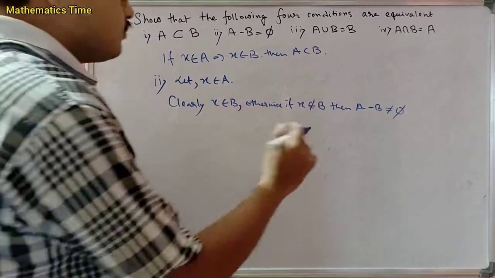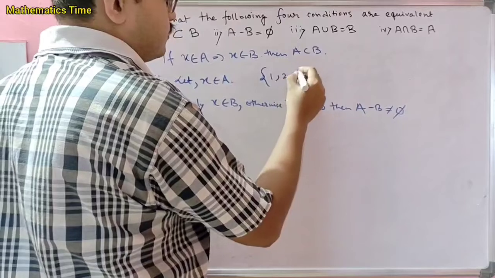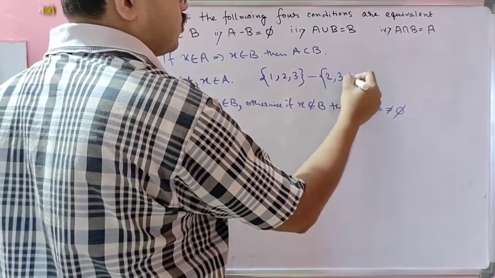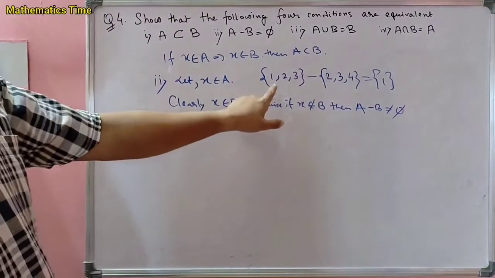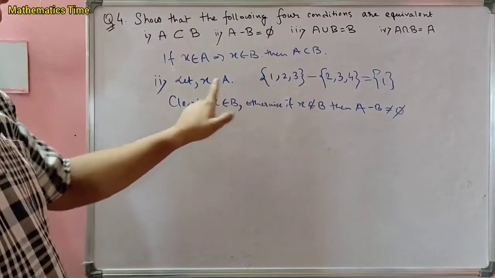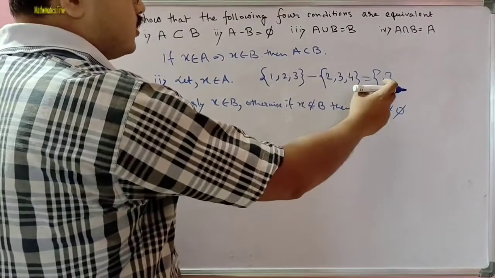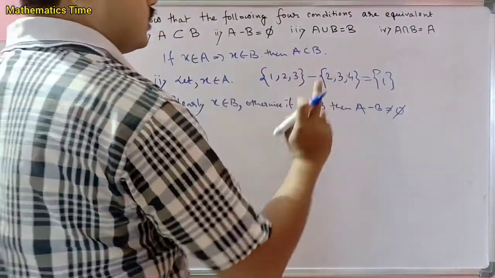Let us simply take an example. Suppose A is the set {1, 2, 3}. We are subtracting from it B, that is {2, 3, 4}. The result will be the singleton set {1}. Why? There exists an element 1 in the set A which does not belong to B. If 1 does not belong to B, then the subtraction result will not be ∅, the null set.